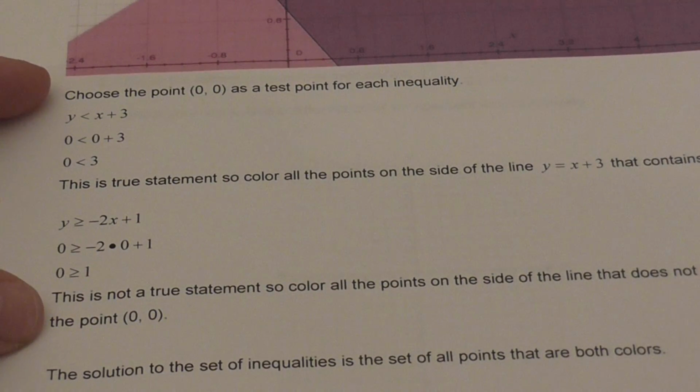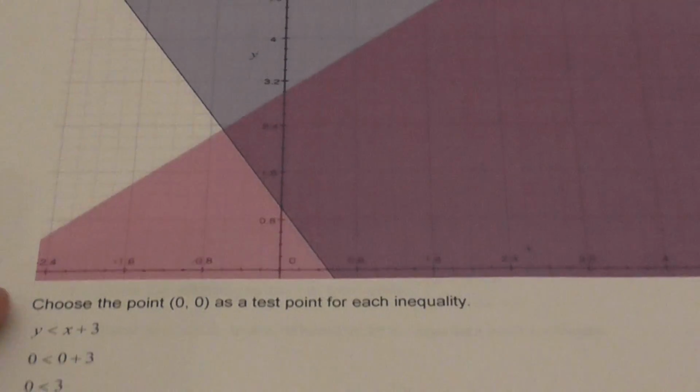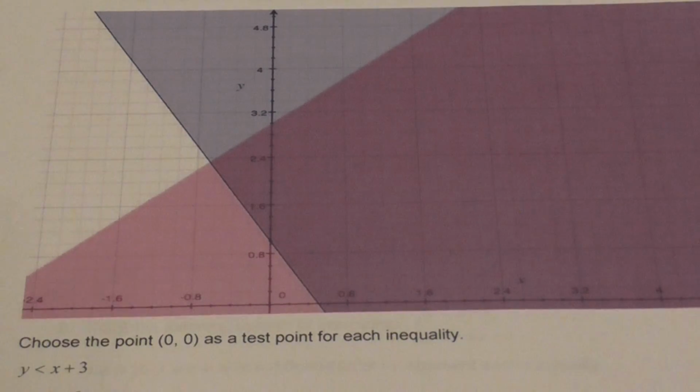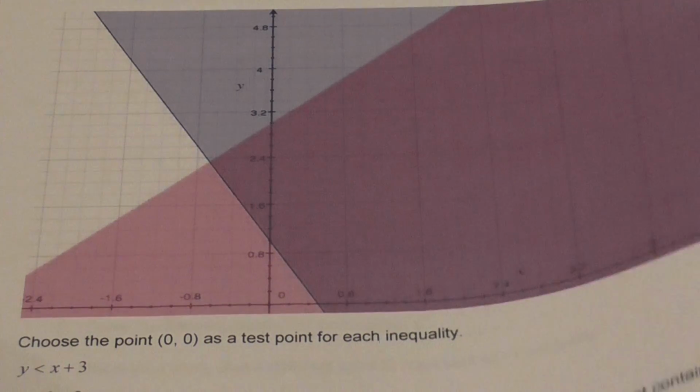Again, I'm not so worried about this right here, as long as you can remember that if it's greater than, I shade above, and if it's less than, I shade below. And then where they overlap is the solution set.